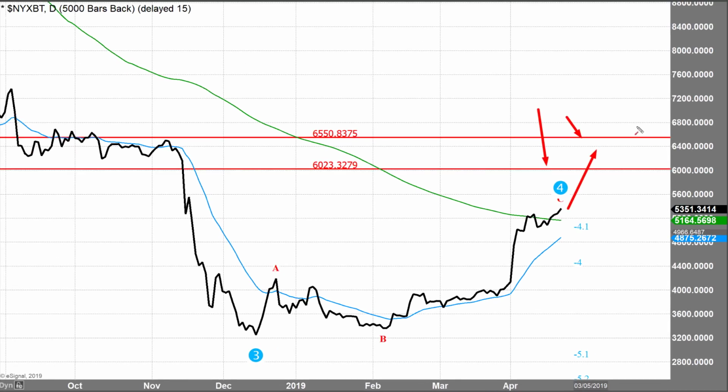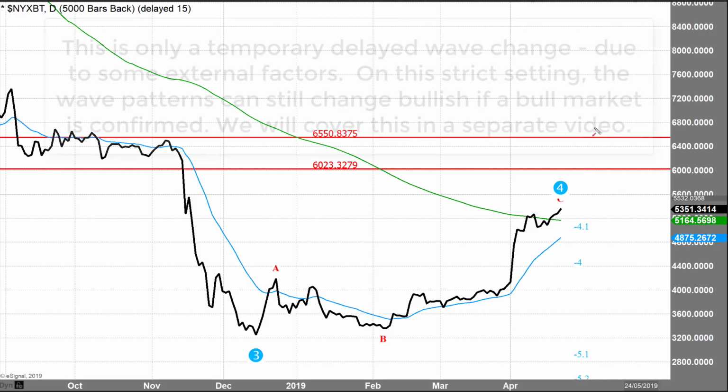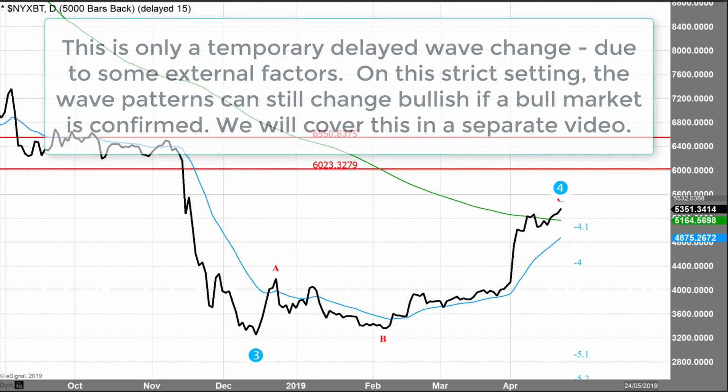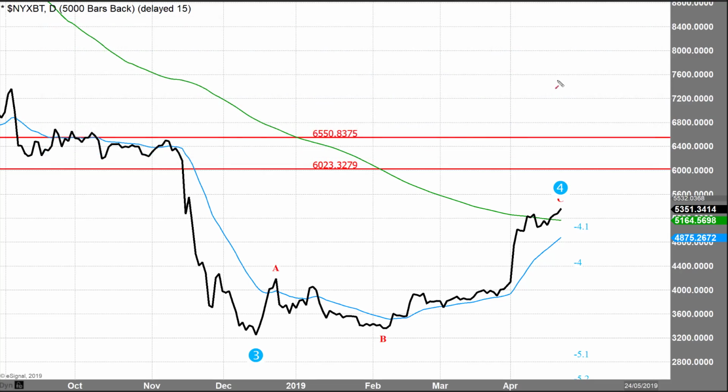Now, I know what some of you are probably thinking. Is Alessio saying that no matter what Bitcoin does, we're potentially in a correction? That even if Bitcoin moves up to, let's say, 8,000 or 10,000, I'm still going to be saying this is a correction? No, of course not. That is ludicrous and ridiculous. As I just explained a few minutes ago, this is a delayed wave change, which means we've changed the wave pattern temporarily due to external factors which are in conflict with what's happening on the chart. In a separate video, I'll explain what needs to happen on Bitcoin before we can have more confidence of a bull market.